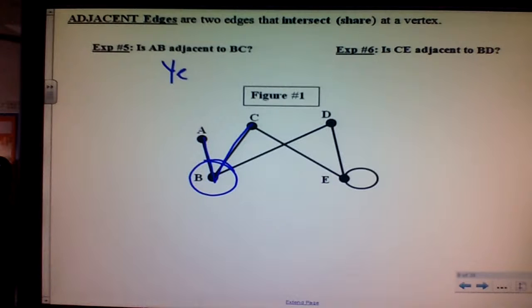You don't even have to look at the pictures. Rodrigo says, I don't even have to look at the picture. You're telling me AB and BC, they both have B in them. Okay, they both have B.